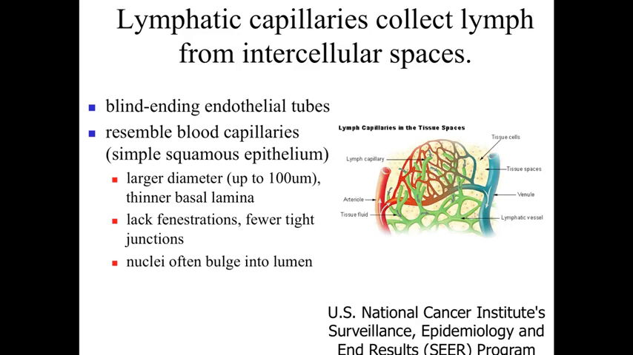A cardiovascular system capillary, we said, was about the size of a red blood cell, about 5 to 10 micrometers in diameter. The lymphatic capillaries could have a diameter up to about 100 micrometers, so 10 times what we'd see with a cardiovascular system capillary. The simple squamous epithelial cells are going to lack fenestrations, but they're going to have fewer tight junctions, and so it's possible for things to squeeze between these cells under some circumstances.